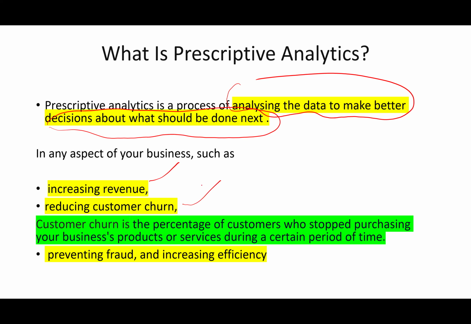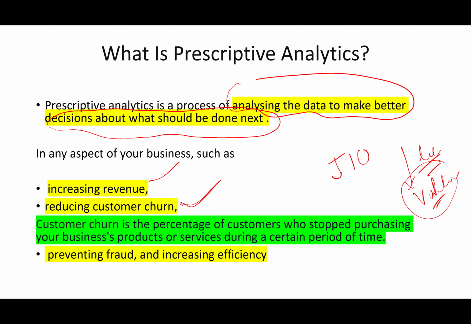What is the meaning of this customer churn, sir? As soon as Jio entered into this telecommunication field, there was a drastic reduction of customers for Vodafone. Yes or no? Vodafone is nowhere now. Yes or no? That is customer churn. Customer churn is the percentage of customers who stopped purchasing your business's products or services. Many lakhs of people have stopped purchasing Vodafone products. This is nothing but customer churn.